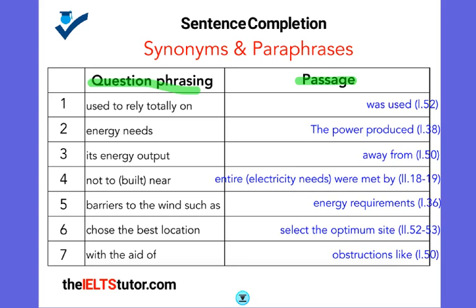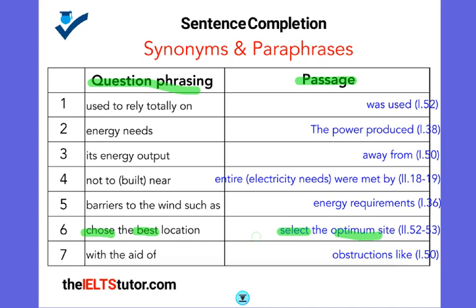I think number 6, choosing the best location. Now, how do we know? First of all, what is the answer? The answer should be this one here, actually. Choosing the best location is, I think, the answer, the synonym to selecting the optimum site. So choose, we have select. Best, we have optimum. So you can see how this occurs with the words in the question and the matching synonyms from the passage. Okay, so number 6 is this one here.